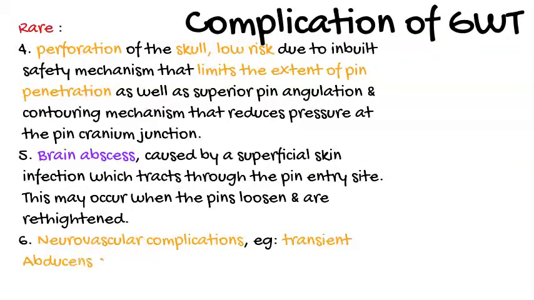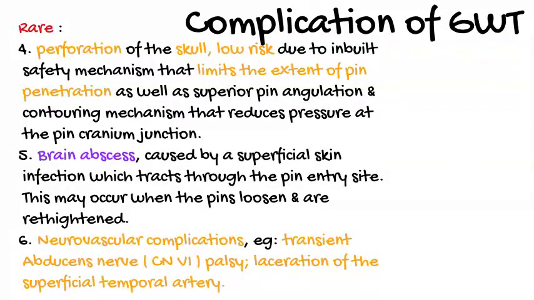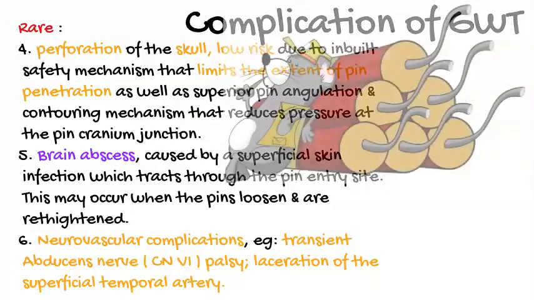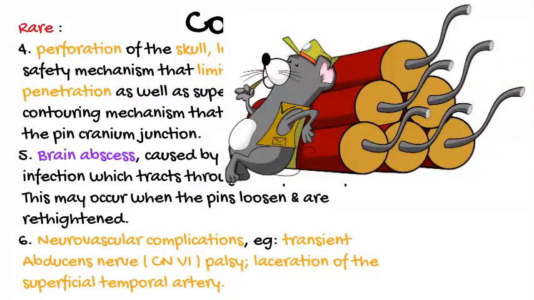Number 5, another rare complication of Gardner-Wells tongs is formation of a brain abscess. Usually it is caused by a superficial skin infection which tracks to the pin entry site. This may occur when the pins loosen and are retightened. Number 6, a rare complication is neurovascular complication. For example, transient abducens nerve, cranial nerve 6, palsy, and laceration of the superficial temporal artery have been recorded.